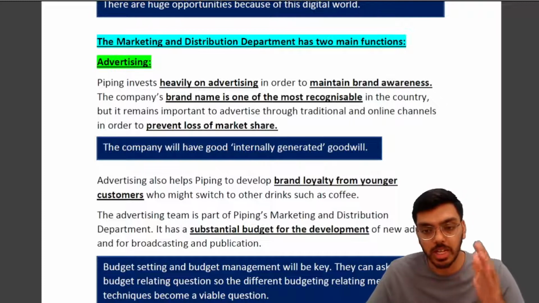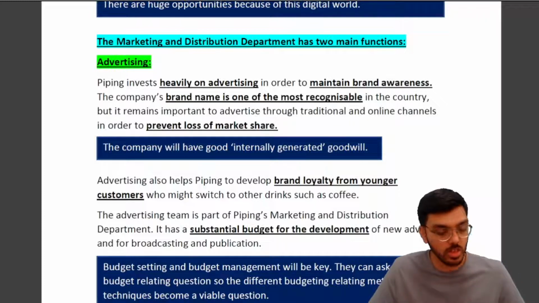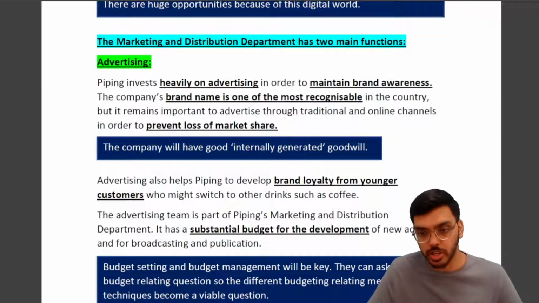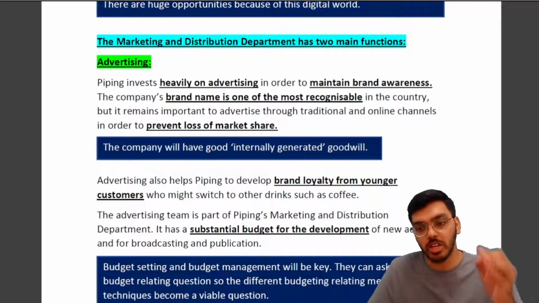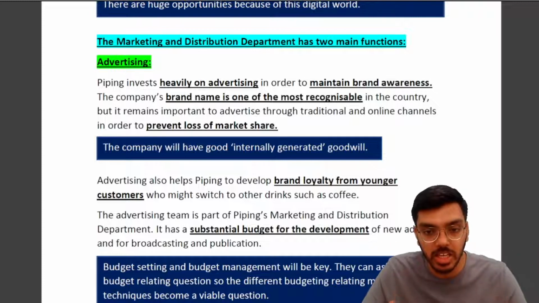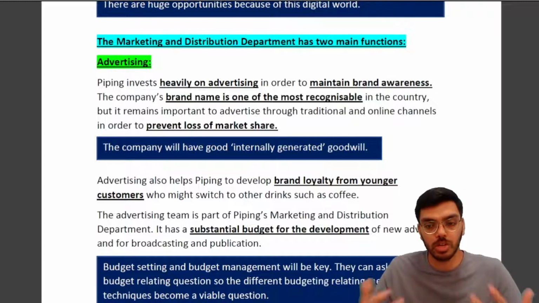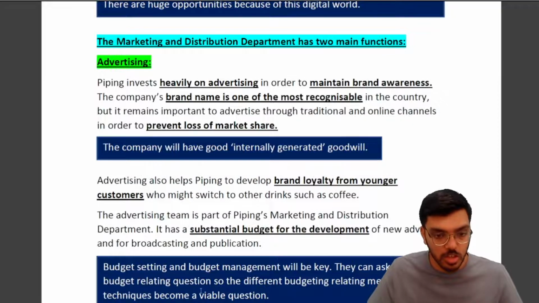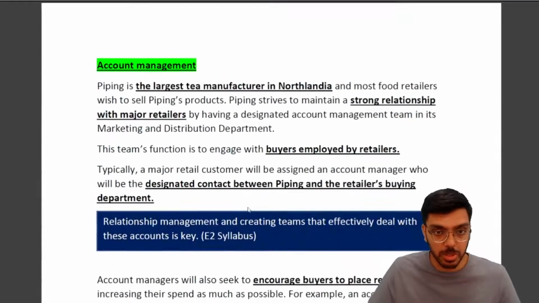This is directly from your P2 syllabus. Because if you don't have an accurate budget, if you don't know what accurately the department is going to do, how will you assign them the money that they need to attract customers? So that is something that we keep in mind.